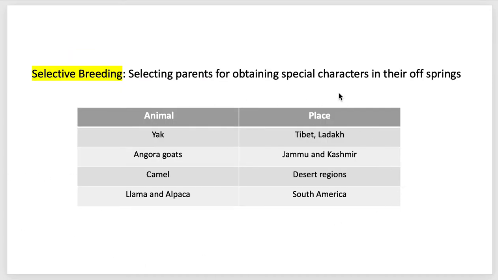Here we have the table that I just spoke about, the animal and the place where it's found. So these are the animals from which fleece can be obtained. So yak in Tibet and Ladakh, Angora goats in Jammu and Kashmir, camel in the desert regions, llama and alpaca in the South American region.